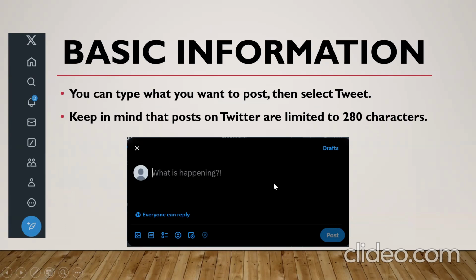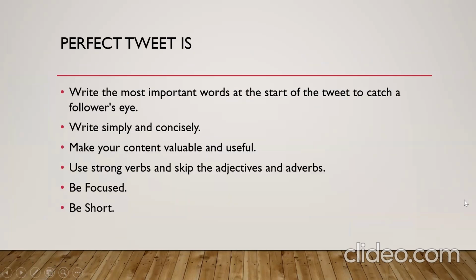And keep in mind that whatever you type here, you have a word limit, sorry, a character limit, that is 280 characters. You can't go beyond 280 characters, right? Then you can also post pictures, GIFs, and other important symbols. Now, when you're doing a tweet, how can your tweet be perfect?